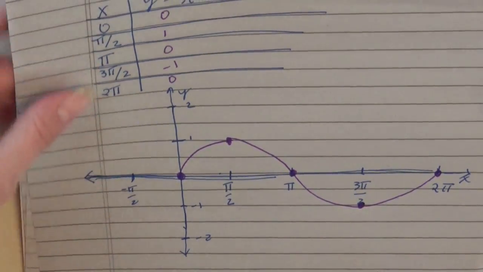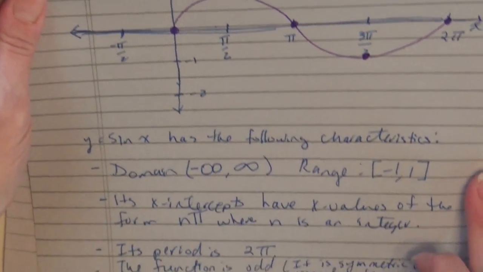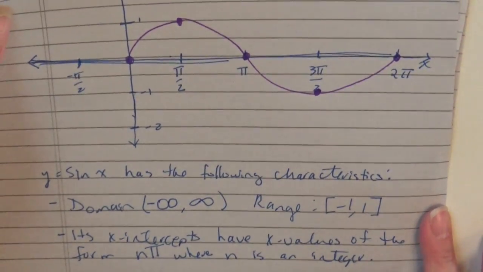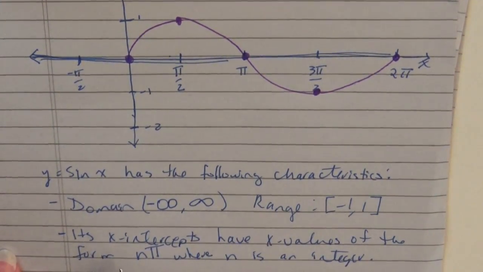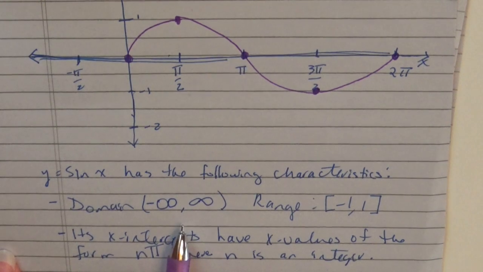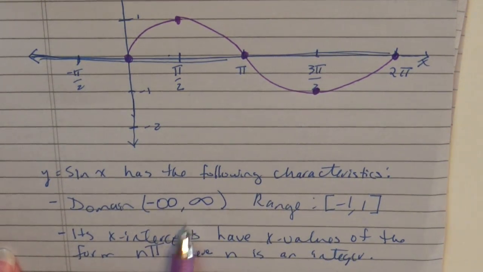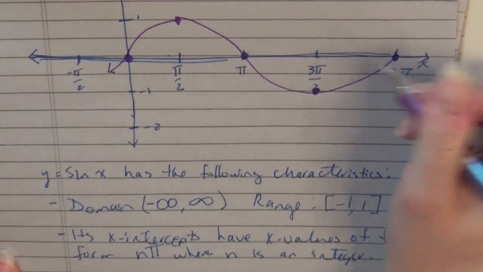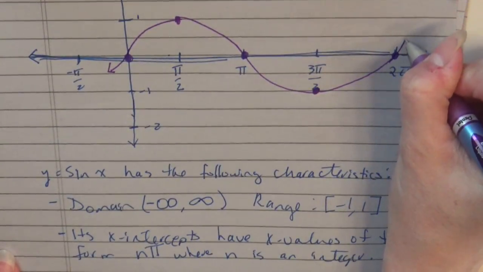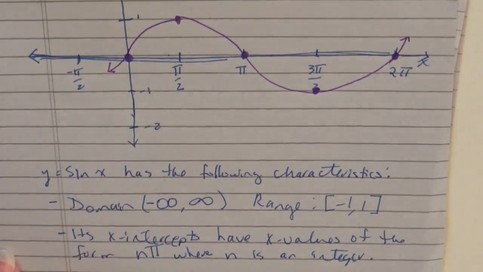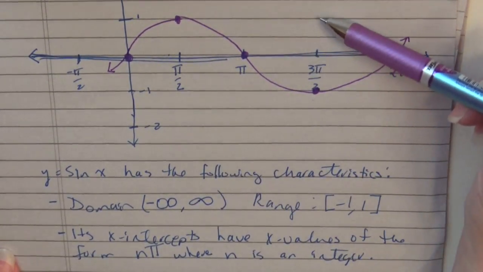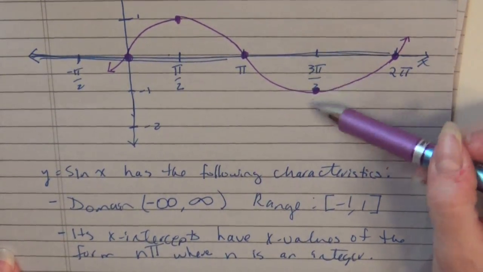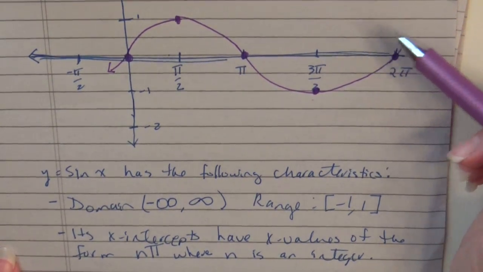Alright, so let's talk about the features of this graph. Y equals sine of x has the following characteristics. The domain is negative infinity to positive infinity. I did not indicate that on the graph, but this does continue forever from the left to the right. It goes this way forever, this way forever. The range goes from negative 1 to positive 1.